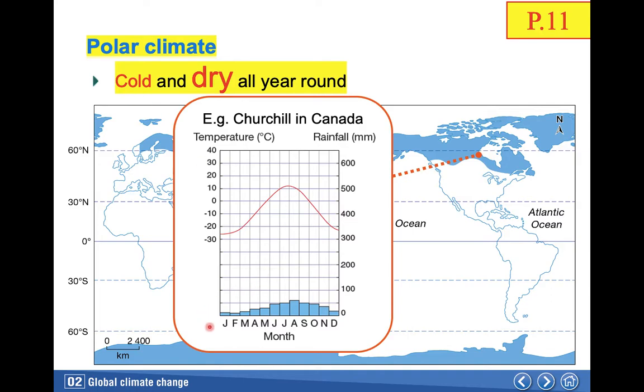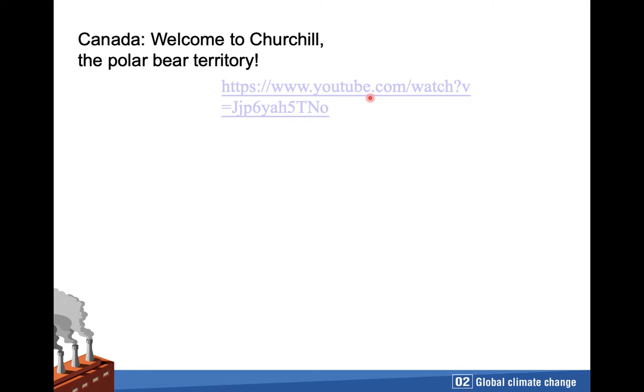And at the same time, you could pay attention to its rainfall amount. The highest rainfall is not greater than 100, and most of the months the monthly rainfall is less than 50 mm. So you could see that in places with the polar climate, they are cold and dry throughout the whole year. Okay, so very low temperature.